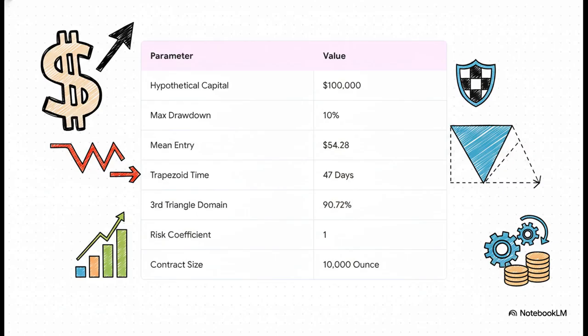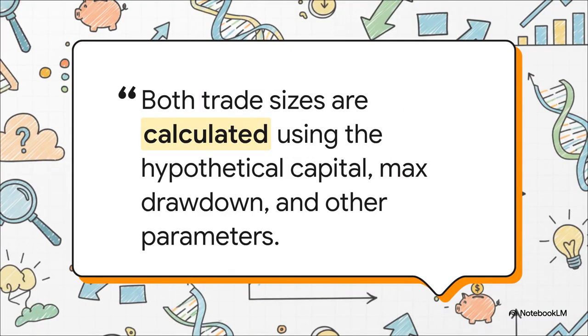Now, this part is really interesting. Right from the very beginning, a complete risk management plan was defined. It was all based on a hypothetical $100,000 portfolio, and the absolute maximum drawdown was set at 10%. But what's really unique here are the system's own specific parameters. You see things like trapezoid time duration and third triangle domain. These are specific inputs that the market DNA method uses to calculate all its risk and its position size right from day one.